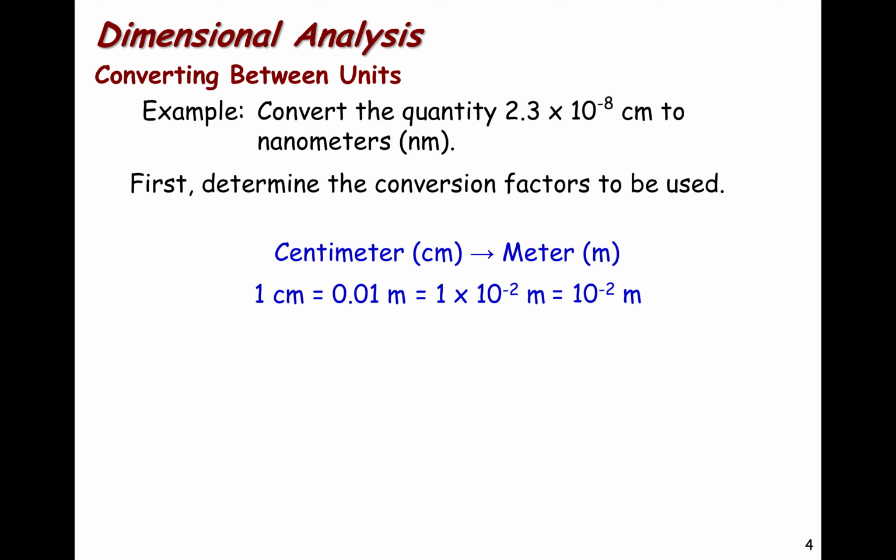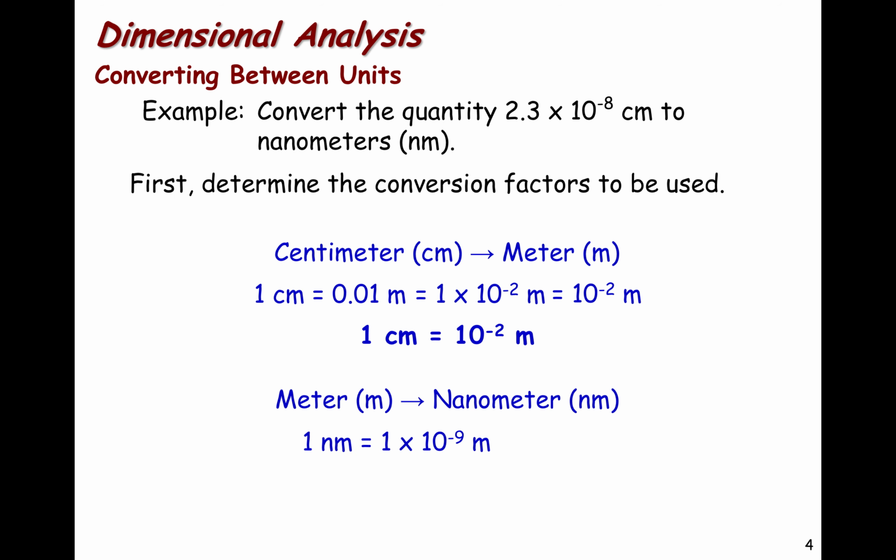And so this is how we can represent the conversion and the equality between centimeters and meters. So the equality ultimately becomes 1 centimeter is 10 exponent negative 2 meters, in other words, 100th of a meter. And so we want to go from meters to then nanometers, so in a second step of our conversion factor. In this case, we have 1 nanometer is 10 to the negative 9. The prefix nano is 10 to the negative 9.